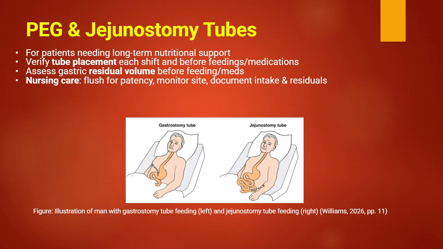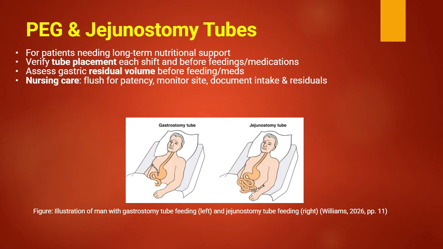PEG and jejunostomy tubes are placed when a patient requires long-term nutritional support and cannot safely take food orally. These tubes bypass the nose and esophagus, delivering nutrition directly into the stomach or small intestine. They are inserted surgically or endoscopically and are often used in patients who have had strokes, cancers of the head and neck, neurological disorders, or chronic swallowing difficulties.